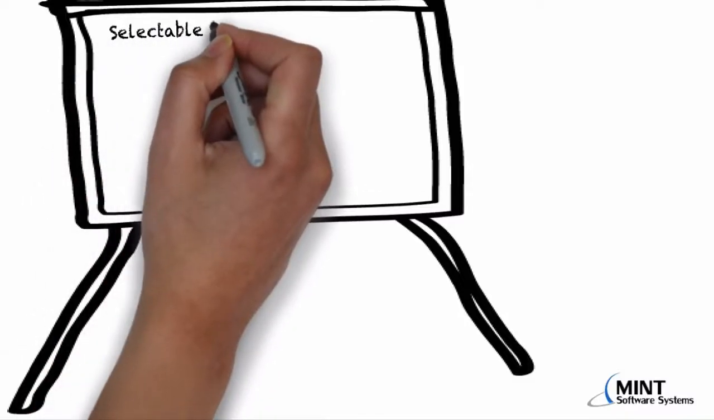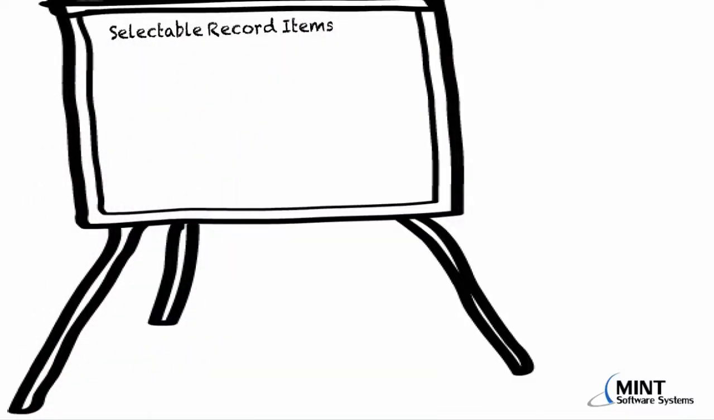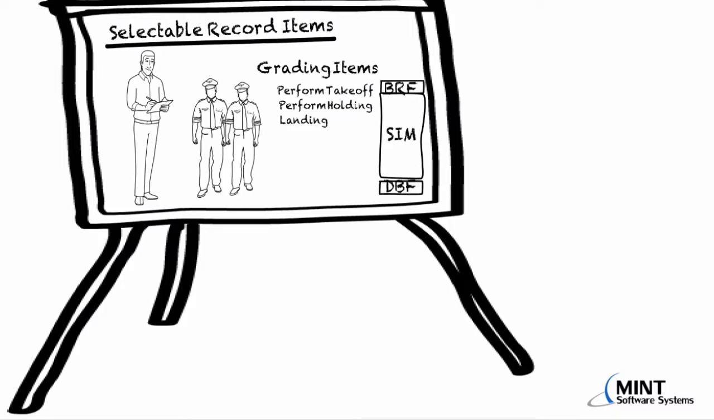Now we want to talk about selectable record items. You remember from the last video about the dynamic grade sheet that this is the situation. We have the instructor who grades the captain and the first officer. In the example we had just 3 grade items: perform takeoff, perform holding and landing. But in the real world scenario, of course, we will have many more items.